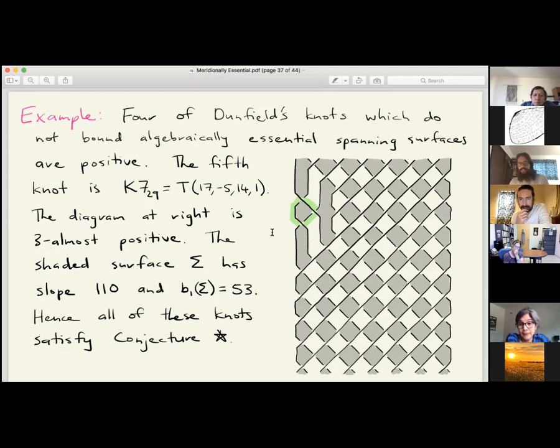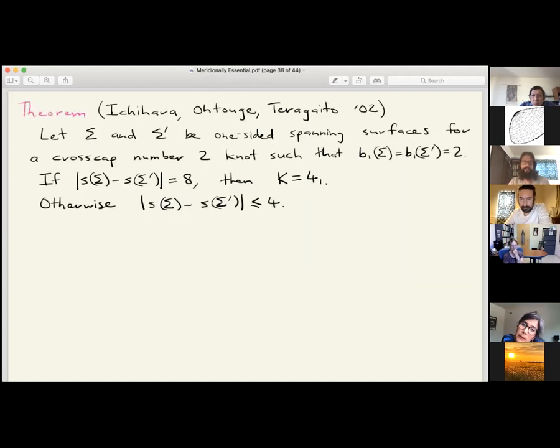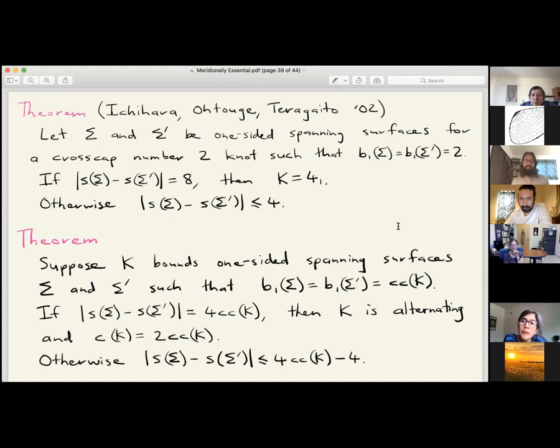But if we look at these 2 checkerboard surfaces, the shaded one here has slope 110, first Betti number 53. And so it must satisfy conjecture star. But you can notice that there are many obvious compressions and boundary compressions for that surface. So really, the first Betti number should go down a long way if you really wanted to find the minimal such one. Okay, I think I'm about out of time, so maybe I won't say too much about this.